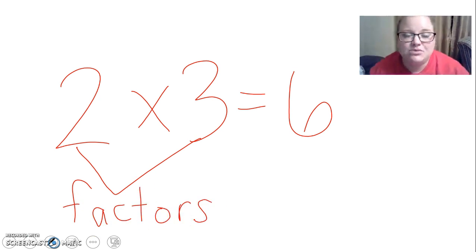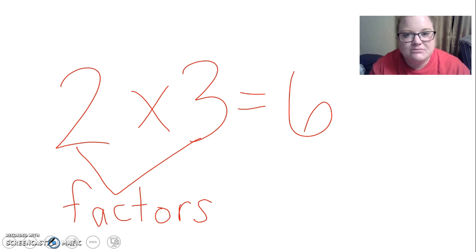A lot of times with small numbers that are multiplied, such as numbers 1 through 10, so if you multiply 2 times 3 or 2 times 6, most people will refer to those as multiplication facts, and these facts are easy numbers that are multiplied that you should remember easily or memorize. So the 2 and the 3 are my factors.